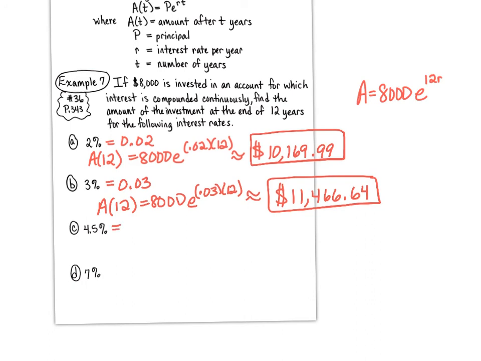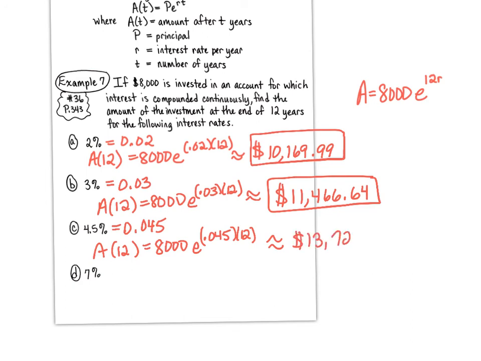4.5%. What's your conversion? 0.045. Good. So you get A of 12 is equal to 8,000 e raised to the 0.045 times 12. And what did you get approximately? 13,728 and 5 cents. Good. And then for 7%, the conversion was 0.07. What did you get for your final answer? $18,530.94. Very good.